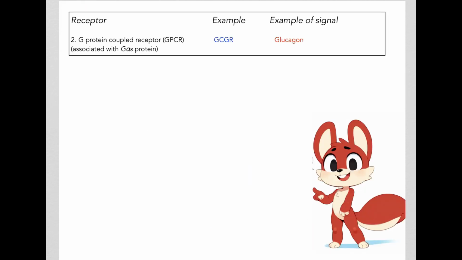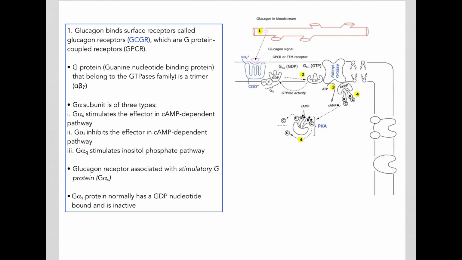First, let's look at the GPCR that's associated with the G-alpha S protein. And we discussed this in a previous video, the glucagon receptor that binds the signal glucagon. As discussed in a previous video, during starvation, the hormone glucagon that comes from the pancreatic alpha cells will increase in concentration, and they will bind glucagon receptors on the target cells. Now, these glucagon receptors are G-protein coupled receptors.